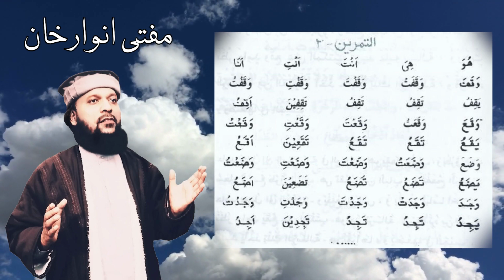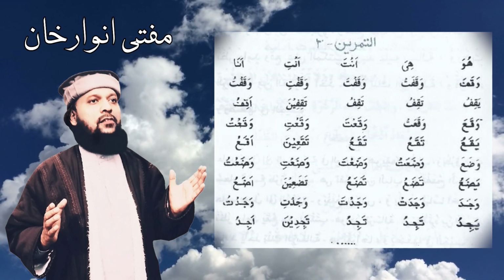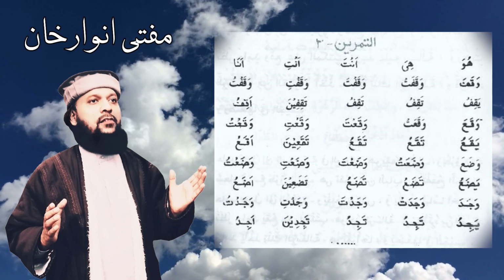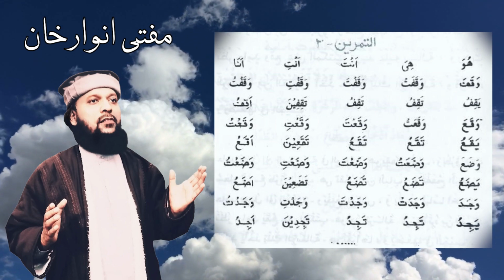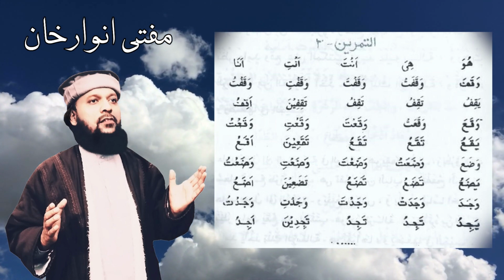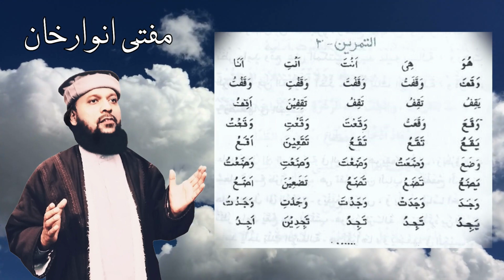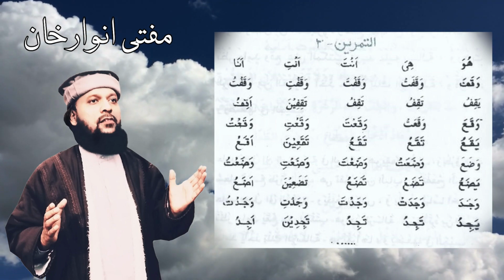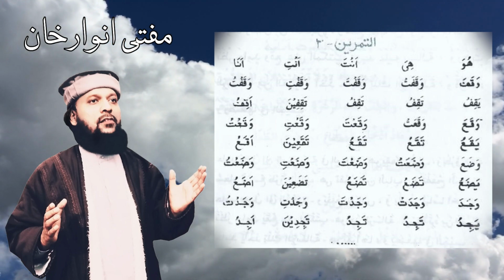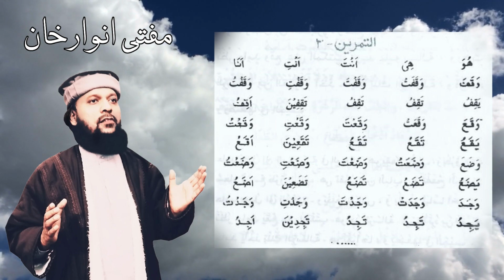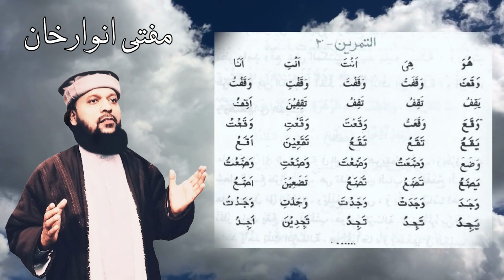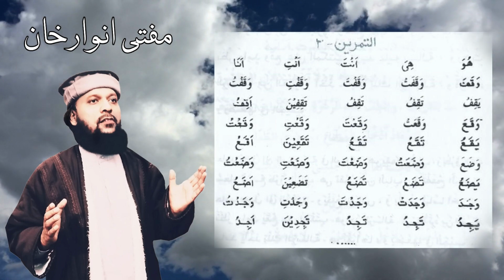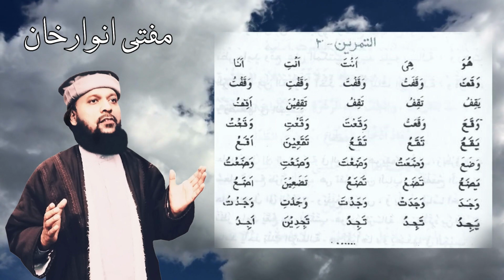Huwa waqafa. So the first line, the first one, this is mudhakkar wahid, third person singular. And the second one, this is muannath wahid and the third person. And then the third line, this is for second person masculine. Then the next one, that is second person feminine, wahid muannath. And then the next one, that is first person, which is called wahid mutakallim.